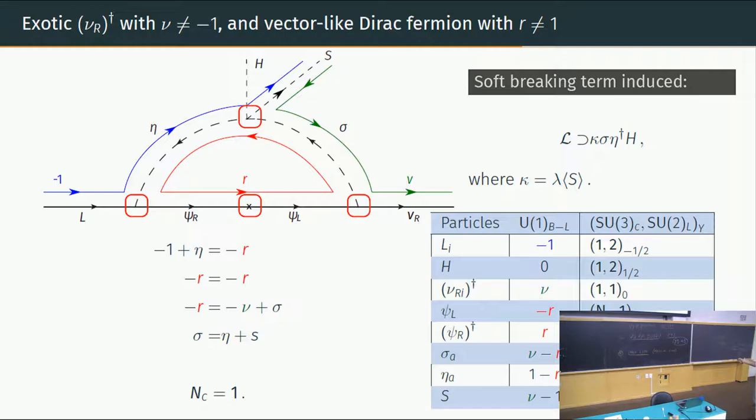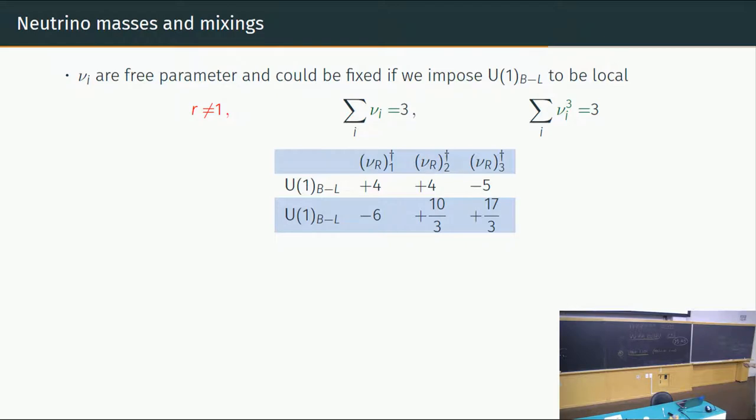We start with the simple possibility, just one color singlet, and we need to satisfy anomaly cancellations. The constraints imply that the charges of the right-handed neutrinos need to be different from one, so there is a possibility to solve the anomalies by choosing the charges +4, +4, -5, for example. And in this setup, it is rather easy to get two neutrino masses, and one of the neutrinos remains massless.